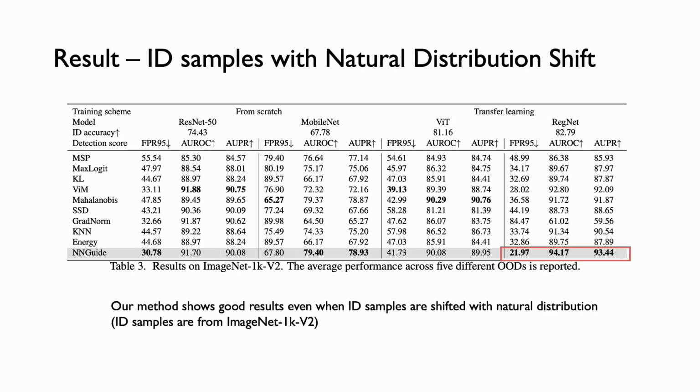We also tried testing by changing the ID dataset with natural distribution shift, which is changing to ImageNet 1K version 2, where we are the first to attempt this type of setting. With RegNet backbone, we also attain the best performance compared with previous methods.